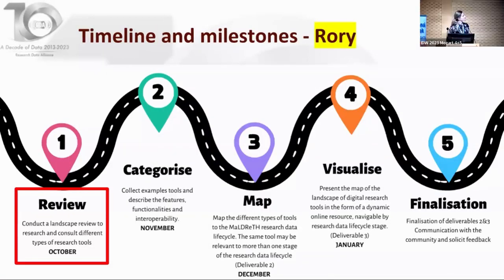So where are we? As I said, the landscape review deliverable 1 was completed in October. We're now in categorizing in the second phase. So as I've just described, we're collecting examples, describing the features, and then we'll go on to map those to the different phases in the life cycle. That's really the work of the next couple of months, which in many ways is I think the guts of what we're doing.